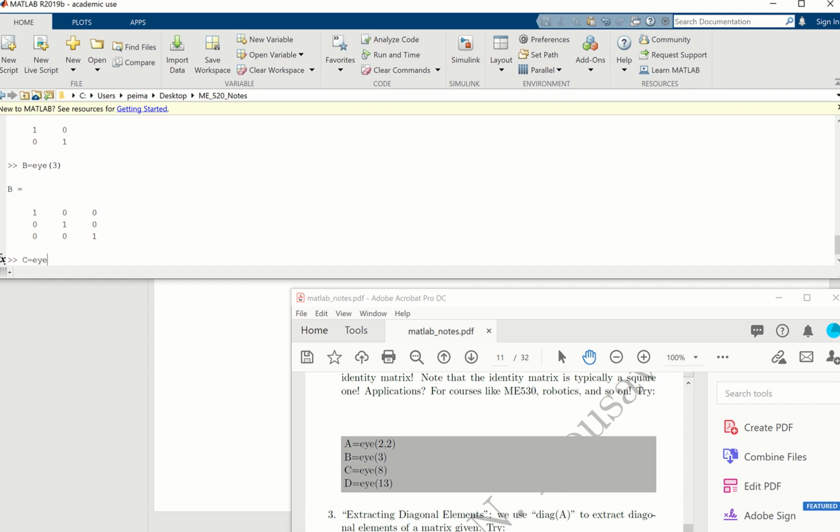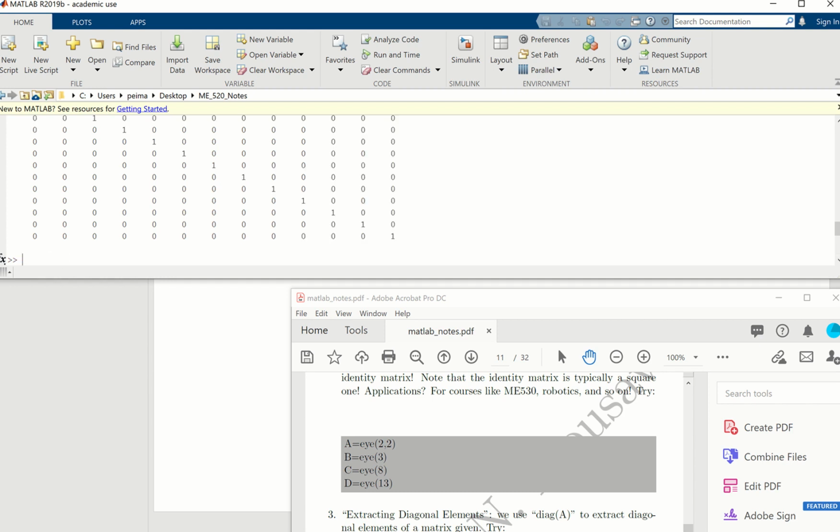So C is I of 8, means 8 by 8 matrix. Here we go. Understand? So you have 8 diagonal elements and the others are zeros. And the D is I of 13. All of these have application in mechanical engineering and any engineering. So means 13 by 13.